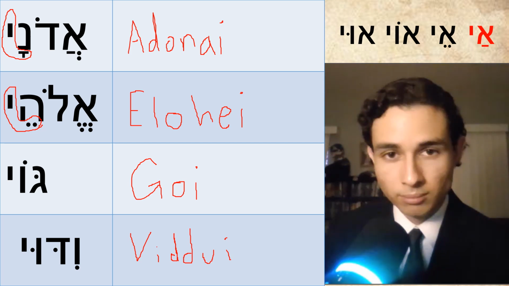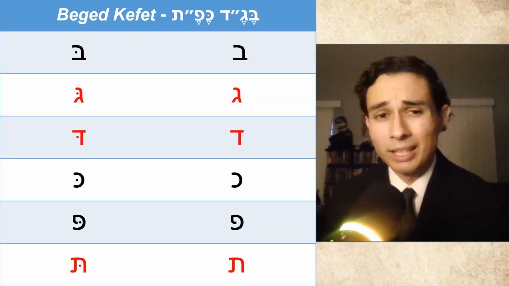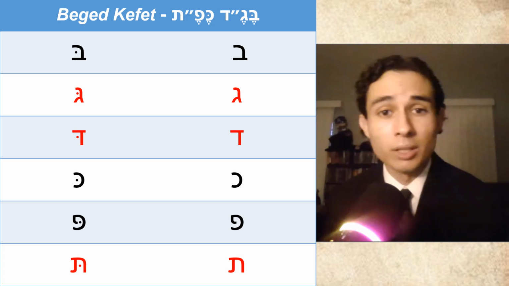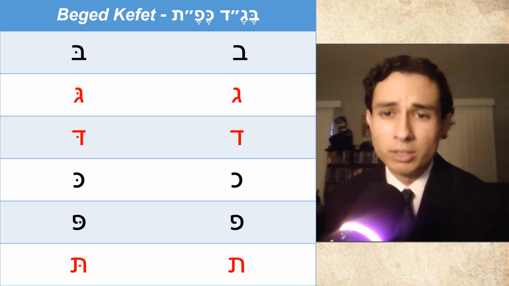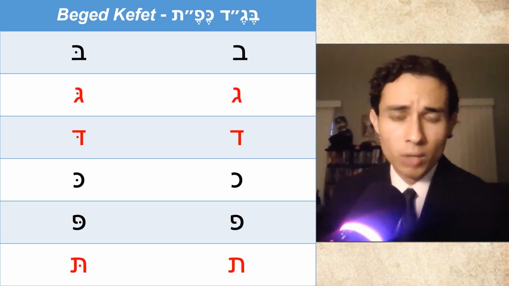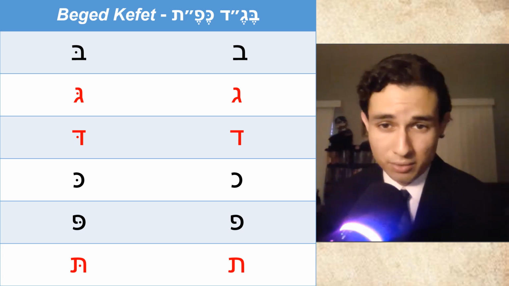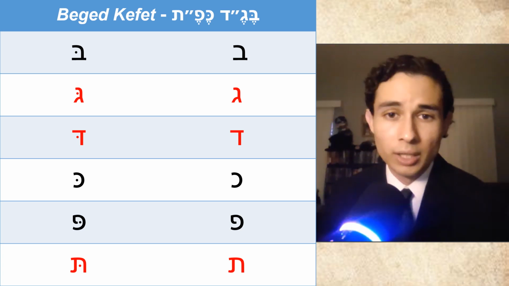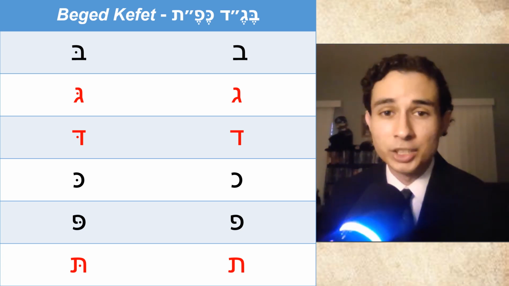All right, so the next topic we're going to review is a good question I received on Facebook this past week. I wanted to clarify this topic about what you're seeing on screen, which is referred to as the Beged Kefet letters, which are six letters that historically had two pronunciations, depending on whether or not they had a dagesh in them.